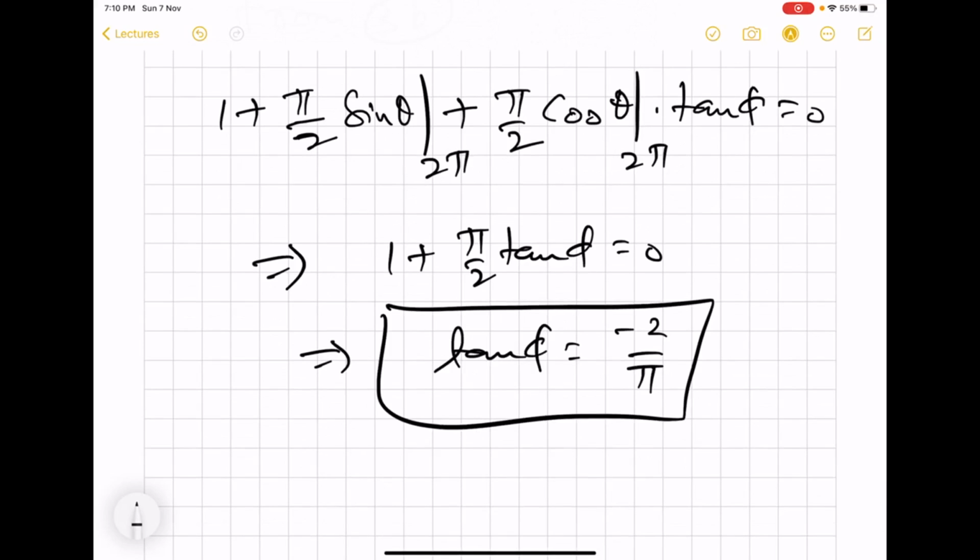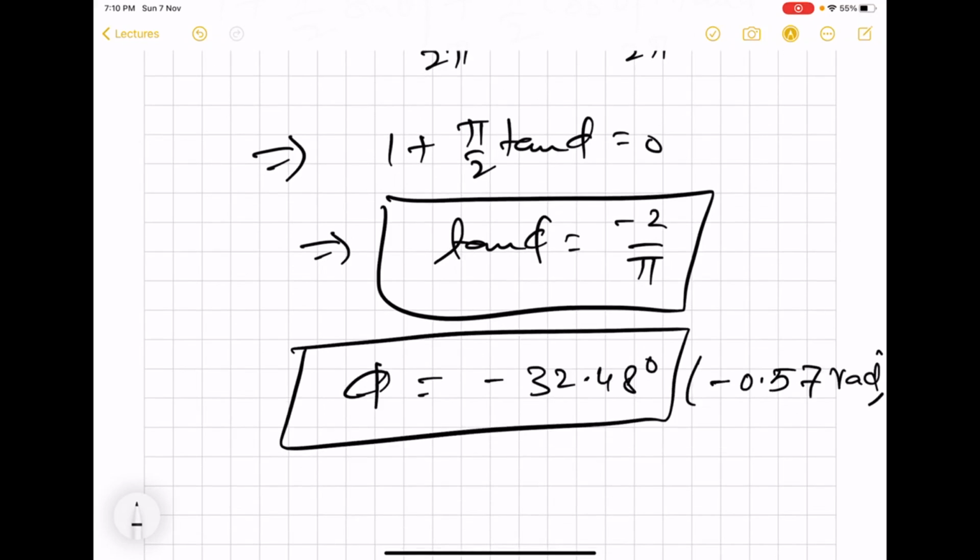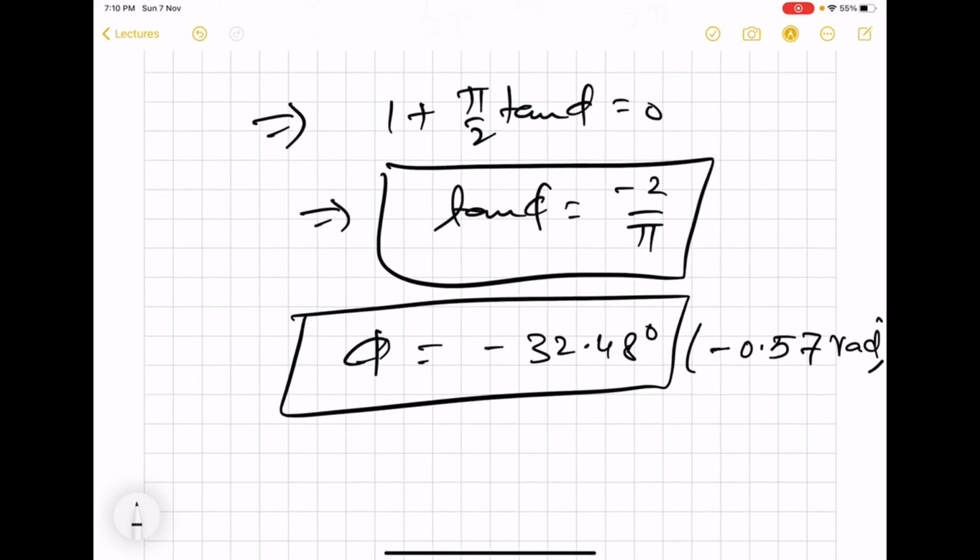And if we solve for this phi, this phi turns out to be minus 32.48 degree, or equal to minus 0.57 radian. So this is the value that we have for our case.